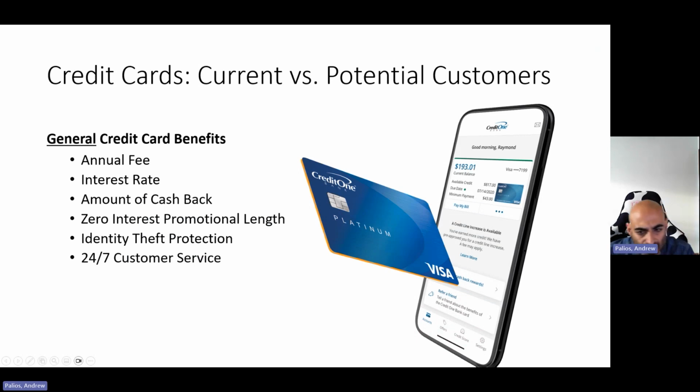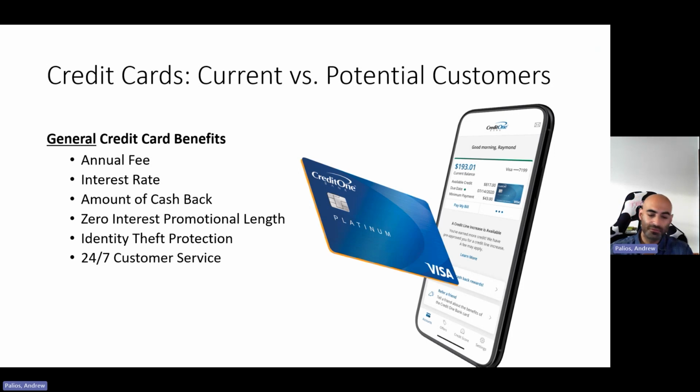Okay. So there are also aspects of the current and potential customers within marketing. I wanted to cover credit cards and how there are general benefits to a product like a credit card. Could be general benefits to a car, right? Go from A to B, things like that. These are general benefits across each and every credit card that are very much seamlessly consistent, I would say, right?